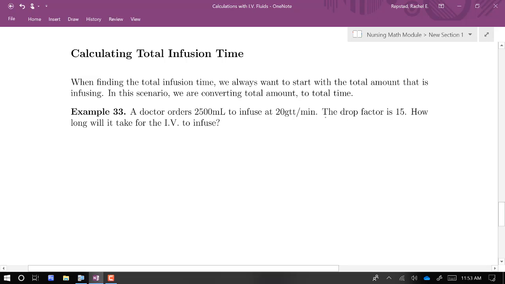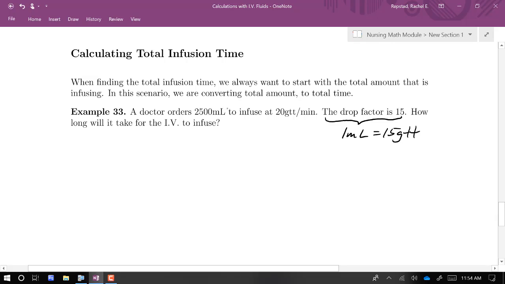So a couple things. First, they tell us the drop factor is 15, so I know that 1 milliliter is 15 drops. I'm just going to write that down. Now, I want total time. So if I'm computing total time, I'm not finding a rate. I'm not starting with a rate to end up with a rate. I'm finding total infusion time. So what I'm going to do is take the total volume and try to convert that to total time.